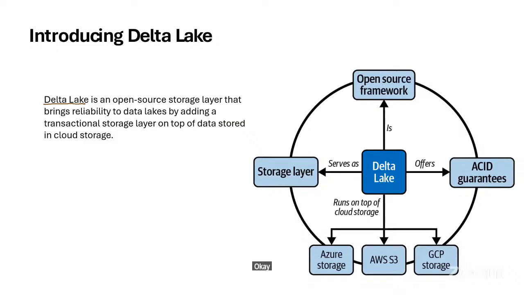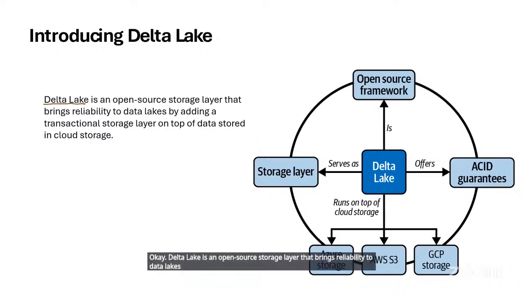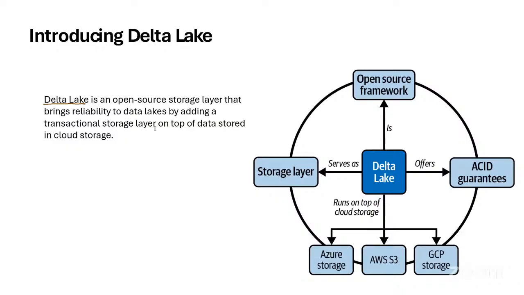Delta Lake is an open source storage layer that brings reliability to data lakes by adding a transactional storage layer. We will discuss what this transactional storage layer is. So data lake plus data warehouse is equal to Delta Lake. By adding the data warehouse part to your data lake, better reliability and ACID transactions are available to the data lake part also.